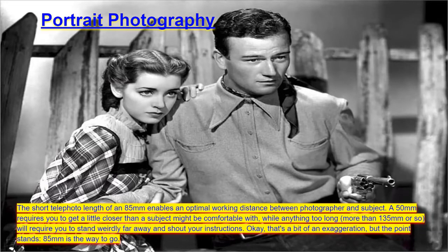The short telephoto lens of the 85 millimeter enables optimal working distance between the photographer and the subject. At 50 millimeters, you have to get kind of close, and sometimes people are a little uncomfortable with that. And if you go to a 135 millimeter lens, then you seem like you're kind of weirdly far away. You're not really shouting at them, but there's something about the 85 millimeter lens.